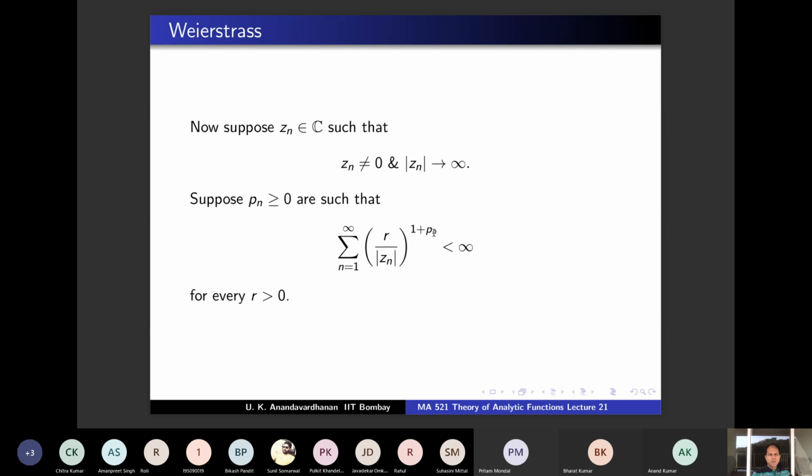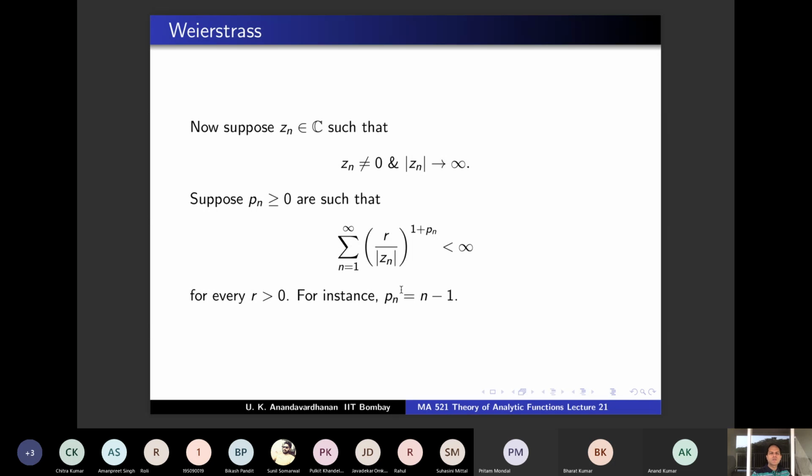And then you want to say something about the product of elementary factors, but observe that such a thing is always true. I mean, such Pns certainly exist. For example, if Pn is n minus 1, this is certainly true. So you can always get such Pns. Here is one particular example.